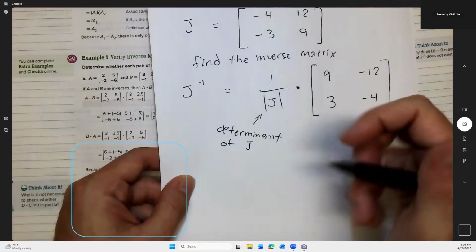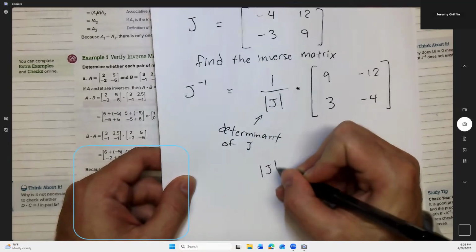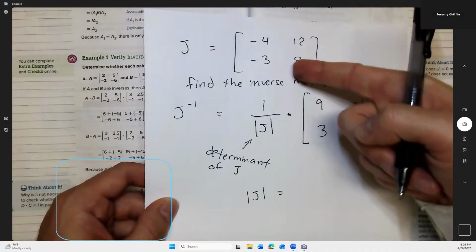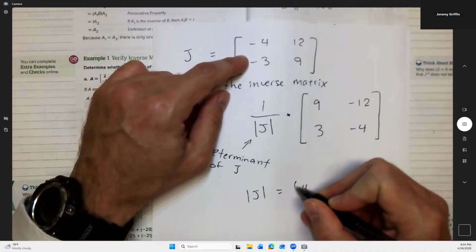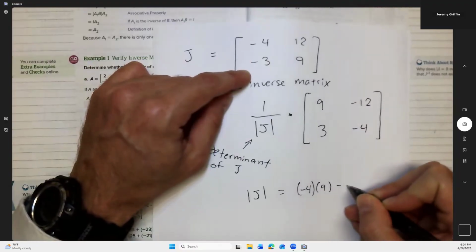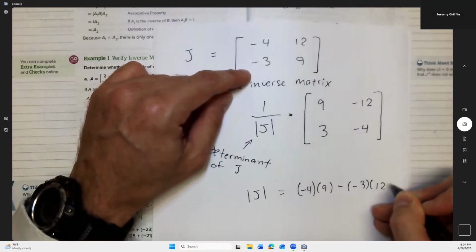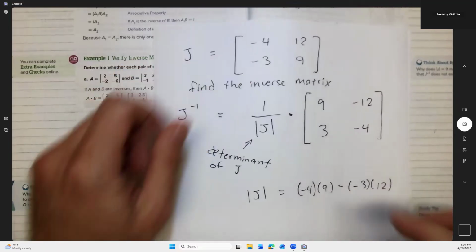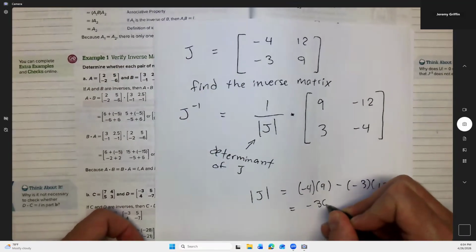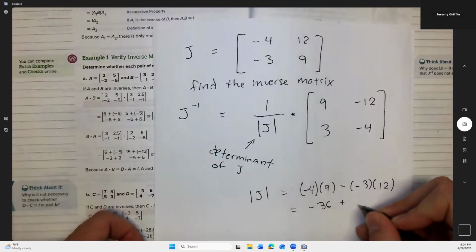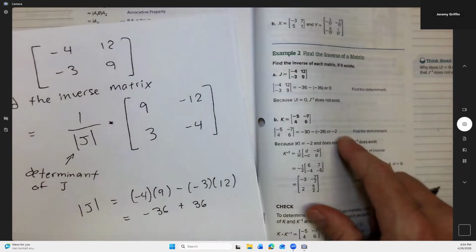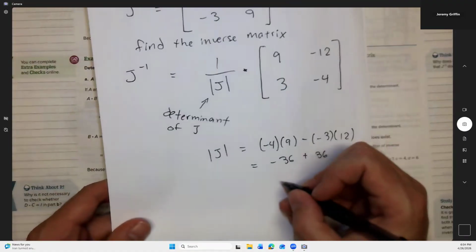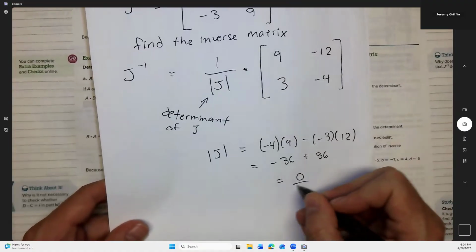But really, I just have to find this determinant. So what is the determinant of J? Well, remember that was AD minus BC. So that would be -4 times 9 minus -3 times 12. I remember that from last week. So that would be -36. Oh, I've got a double negative here, so that's plus 36. Oh wait, is that supposed to work out like that? Okay. I didn't realize that was where this was headed.